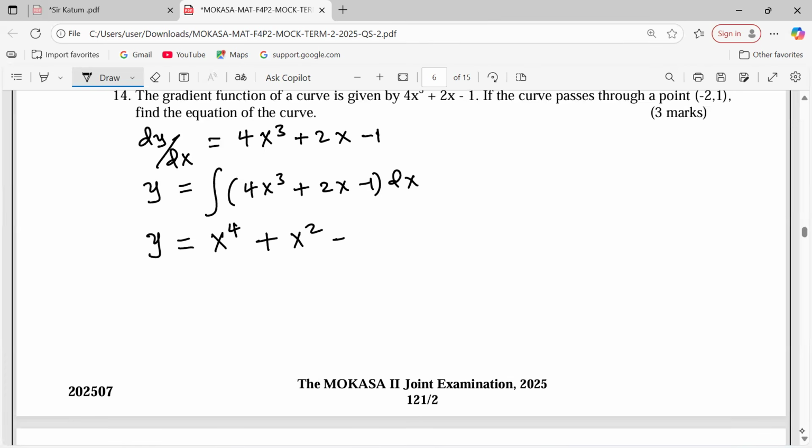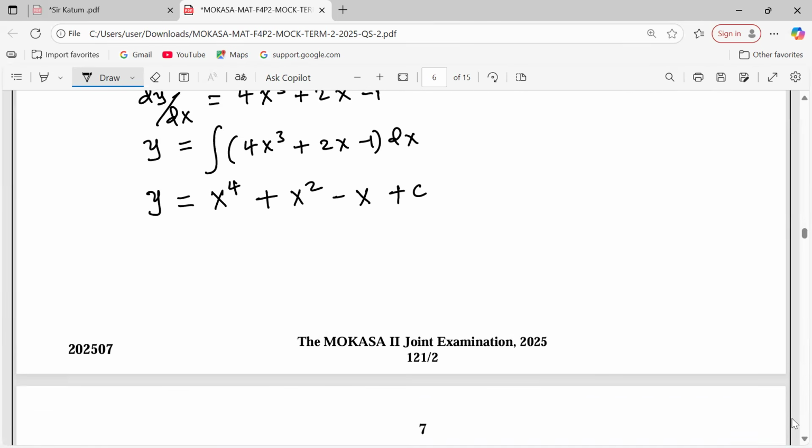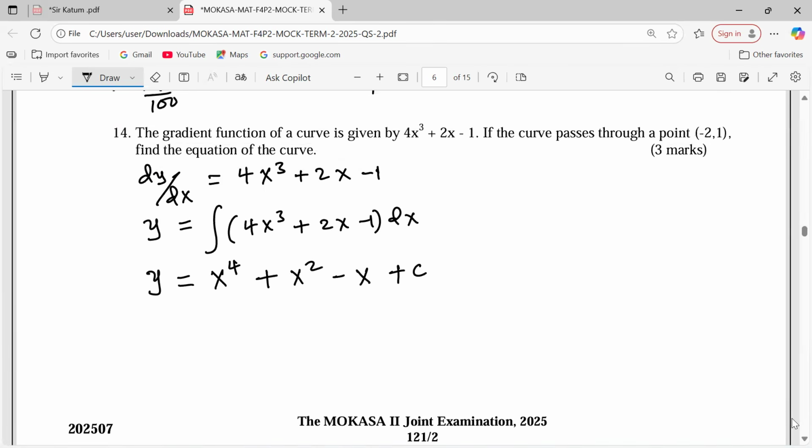Therefore, x becomes power 1. So 1, -1 by x, we get x. Then there is a constant now, the arbitrary constant of integration. So this is the general equation for y. But now we are given a coordinate where it passes. Then it means for this particular curve, when x equals -2, the value of y is 1.